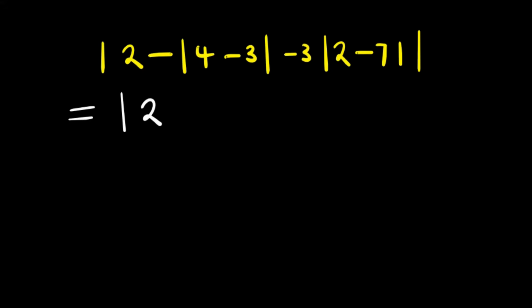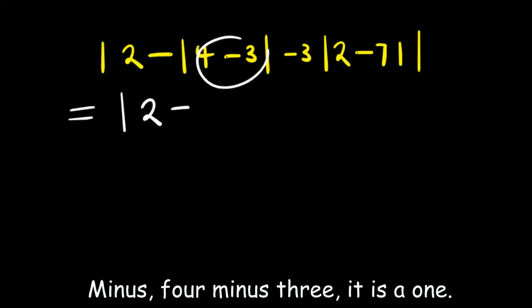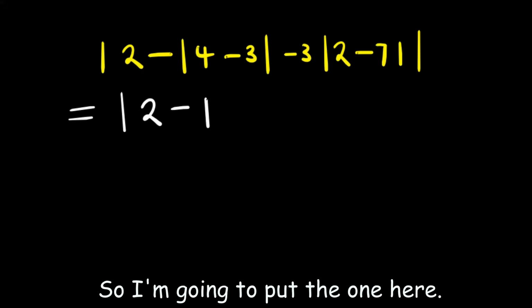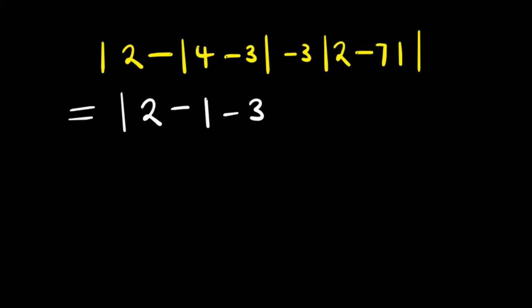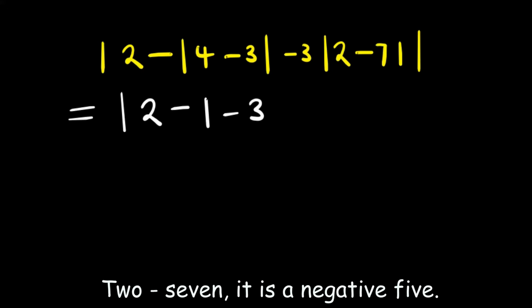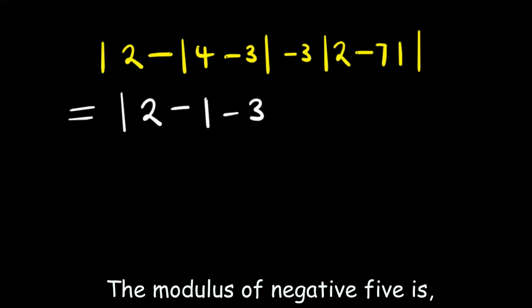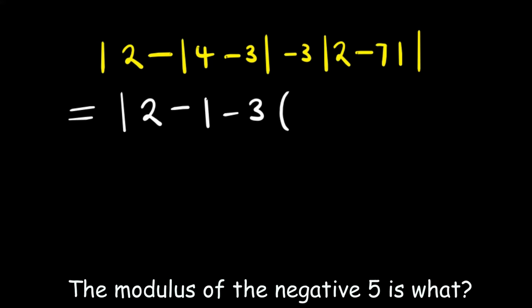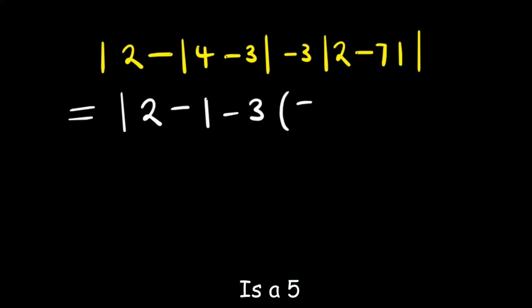So I'm going to have 2, okay, minus 4 minus 3, it is a 1. The modulus of the 1 is 1, so I'm going to put a 1 here. Minus 3 times modulus of 2 minus 7, it is negative 5. The modulus of negative 5 is, the modulus of the negative 5 is what? Is a 5. Then put your modulus like that.